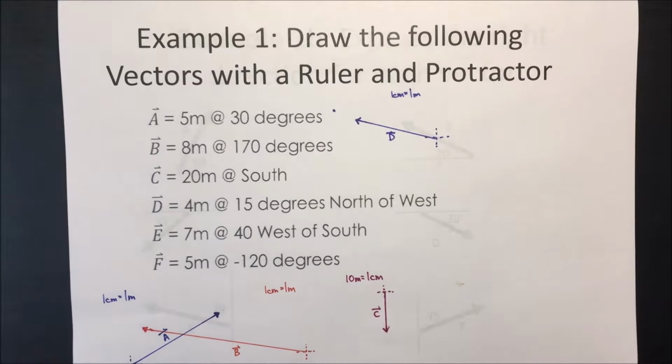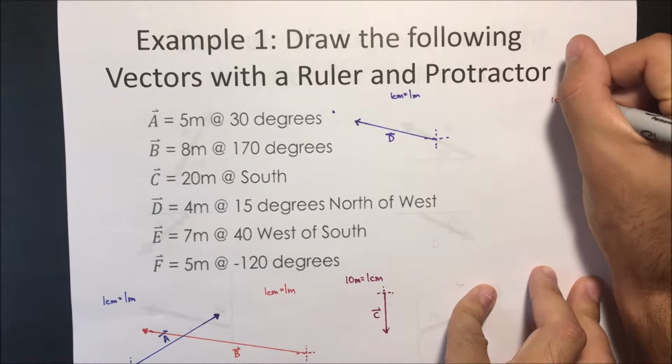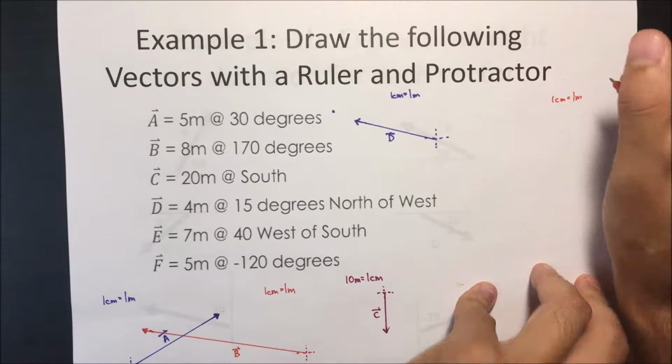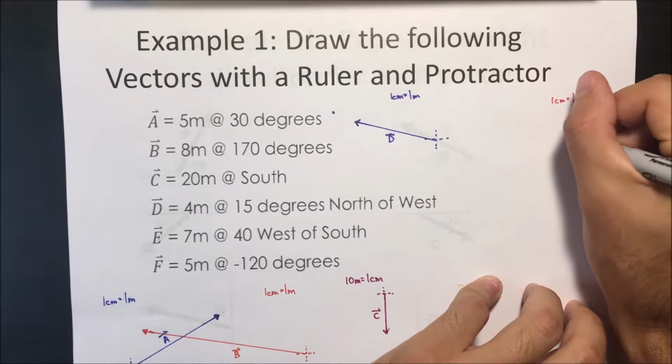Vector D. Alright, vector E says 7 meters at 40 degrees west of south. Okay, 40 degrees west of south. So again, I'm going to make my little legend here: 1 centimeter equals 1 meter. And then I'm going to draw my little cross section here.